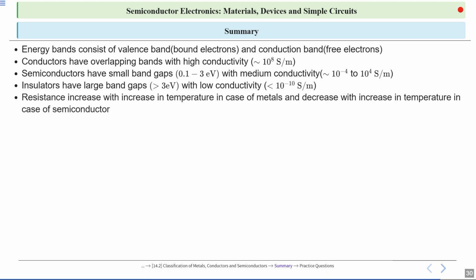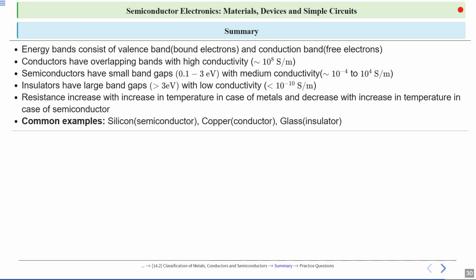Resistance increases with increase in temperature in case of metals and decreases with increase in temperature in case of semiconductors. Common examples of different types of materials: silicon is a semiconductor material, copper is a conductor, and glass is an insulator.